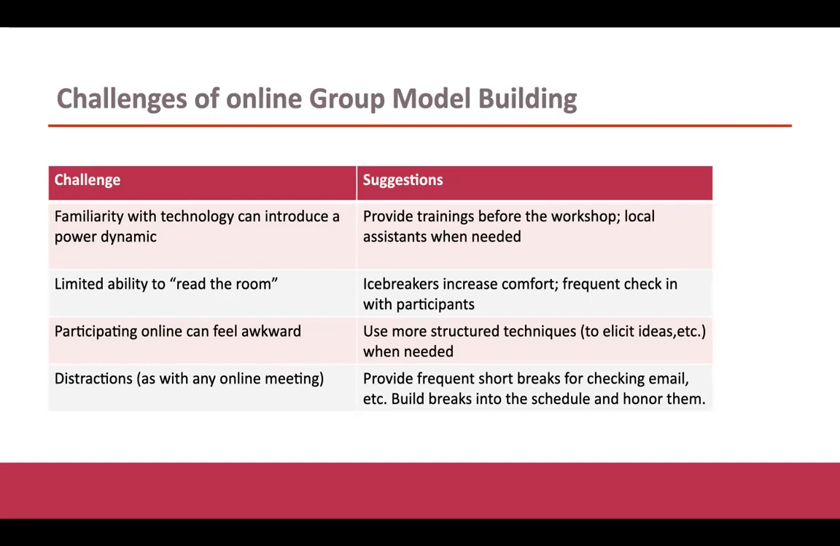And lastly, distractions, as with any online meeting. And the way we've addressed that is making sure in our structure for the workshop of providing many short breaks and telling people ahead of time, we're going to be doing this activity for 25 minutes, and then you will have a 5-minute break for checking email and getting a cup of coffee. So we build those small breaks into the schedule and we really honor them. We stick to time.